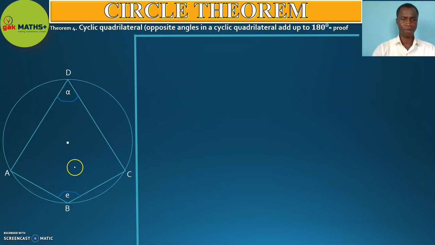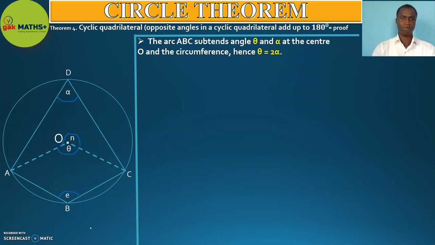Let's extend the lines from A to the center of the circle and from C to the center of the circle. Let's label the reflex angle subtended at the center as N and the angle AOC as theta. Now, from the arc ABC, the angle subtended by this arc is the angle formed at D, alpha, and the angle theta at the center.